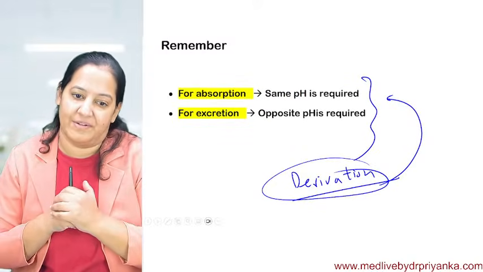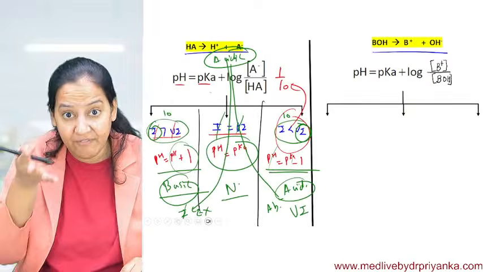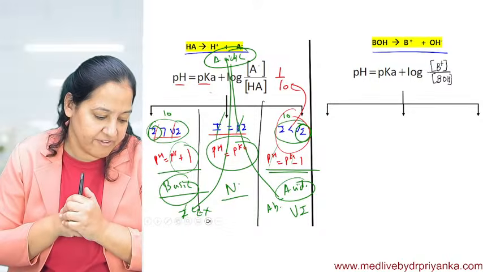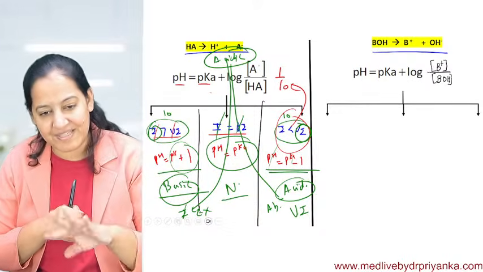This is what is written. But how I derived it is in front of you. How I derived it, it's in front of you. How many of you got it? Shall I do it for the basic also, or did you get it?